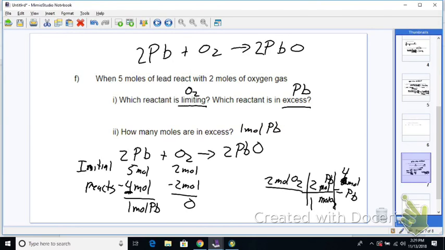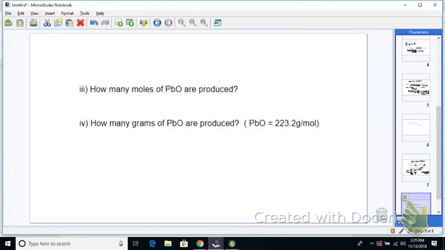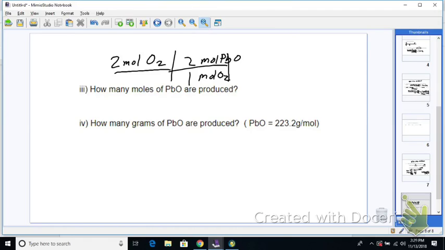Okay? So if I would do this one, I'd have to use the oxygen. So I would go 2 moles of oxygen. Down here I put moles of oxygen, and up here I put moles of PbO. And that ratio would be 1 to 2, wouldn't it? That ratio is 1 to 2, correct? So then how many moles of PbO will be made? 4 moles.